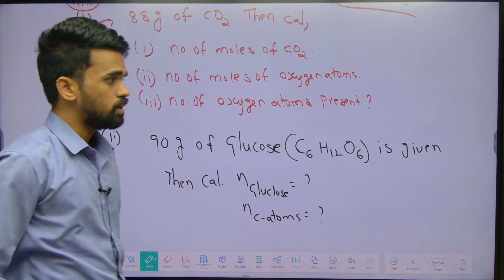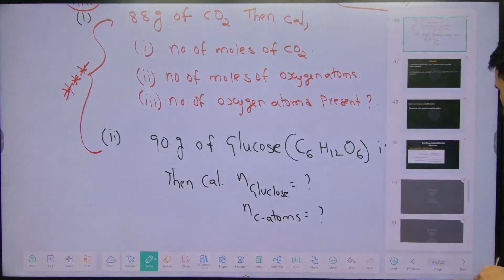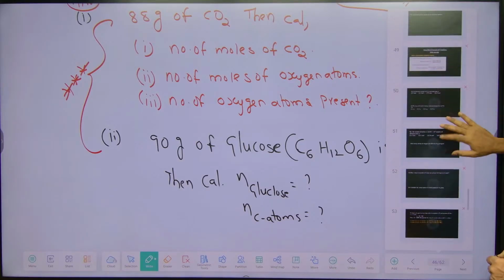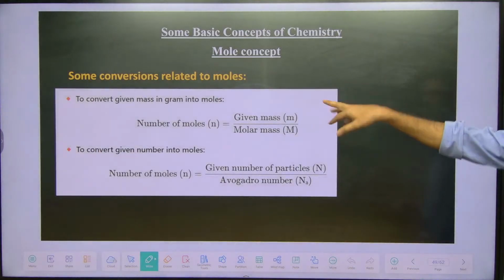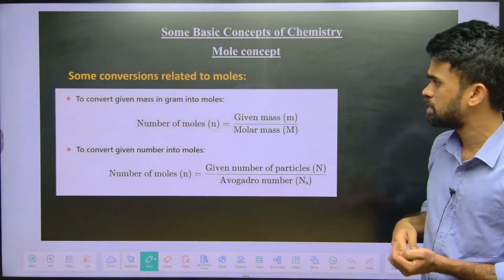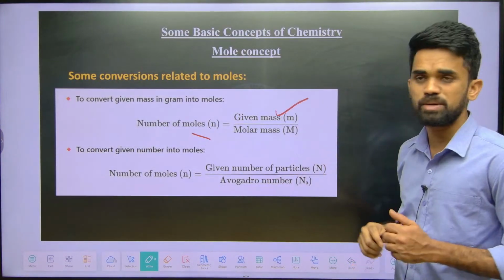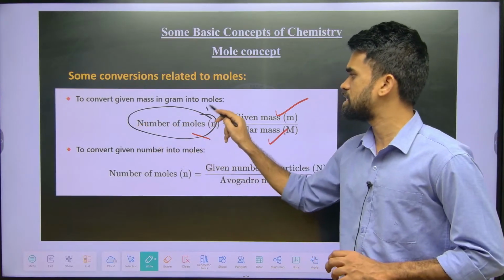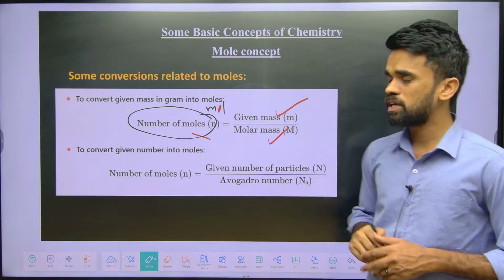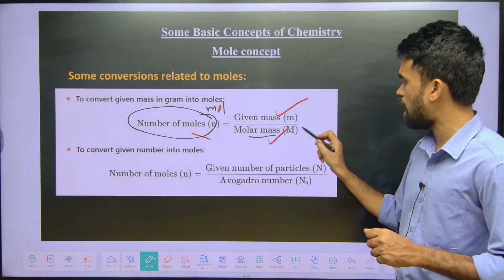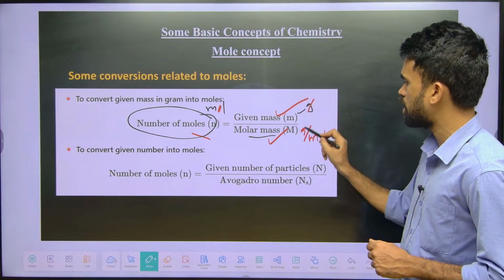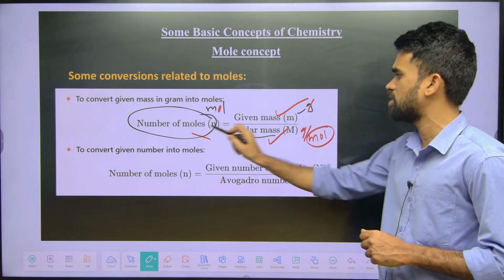Okay, done. Next, let me show you a few more questions here. These are the 2 formulas you can use. We already discussed: number of moles means given mass of the substance divided by molar mass. For number of moles, the unit is just mole. For molar mass, the unit is gram per mole. For given mass, the unit is gram, which gets cancelled, so we are finally left with moles as the unit.